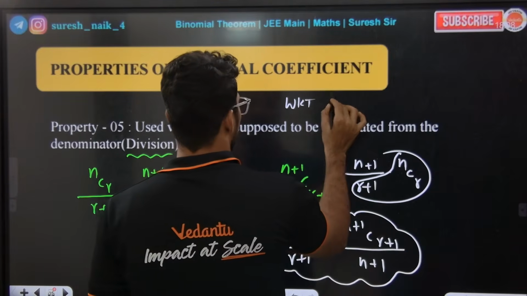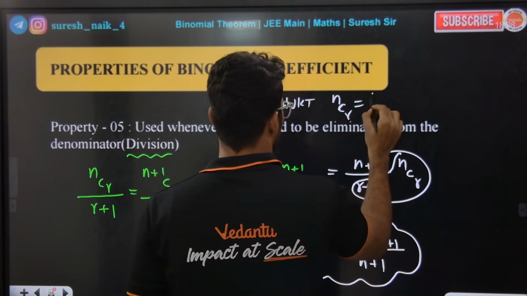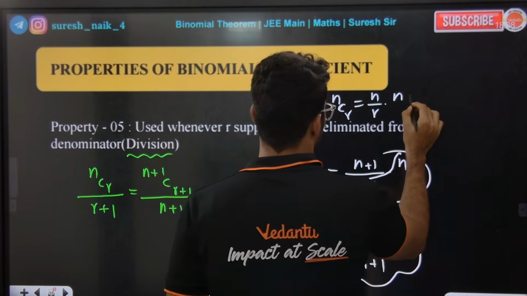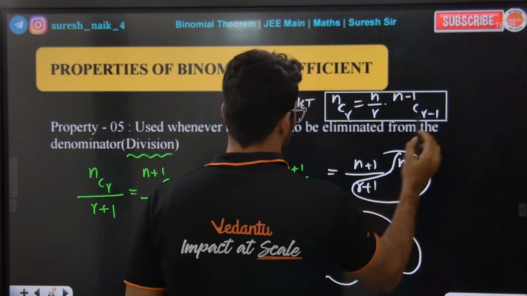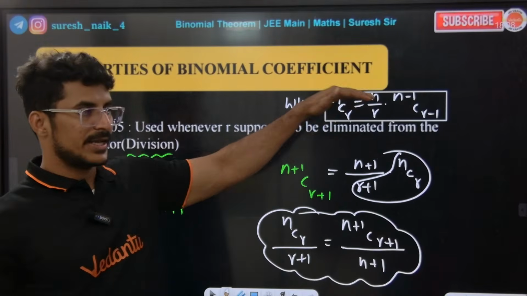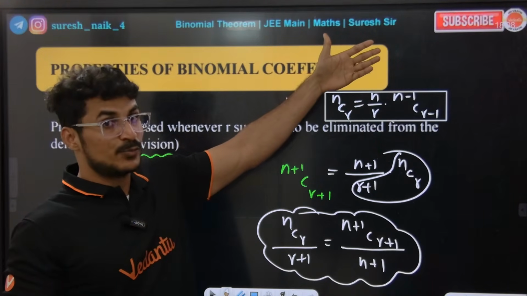We know that nCr can be written as what? nCr can be written as n by r into n minus 1 C r minus 1. I am applying this property. If we apply this property, we get the earlier property, the proof.